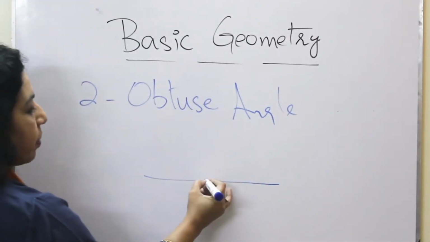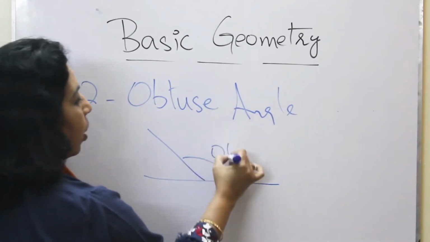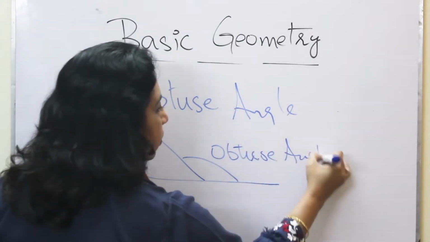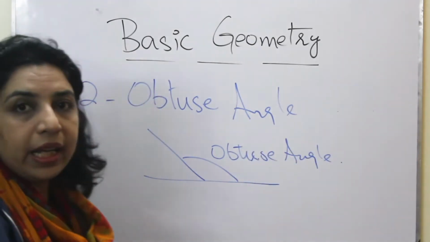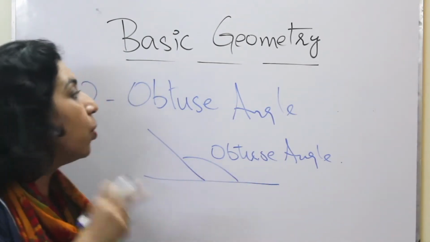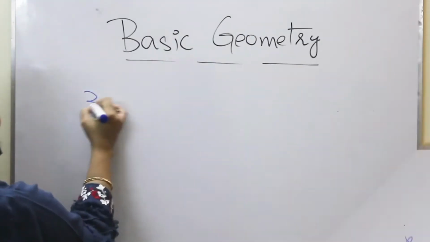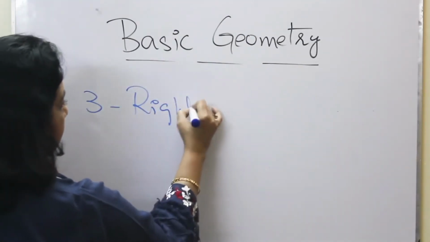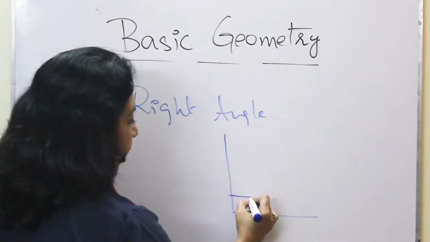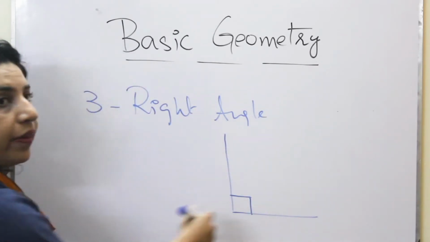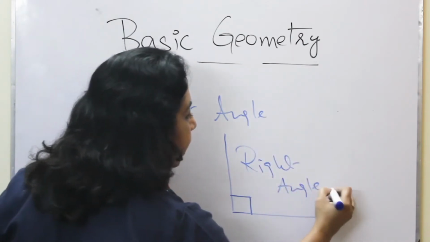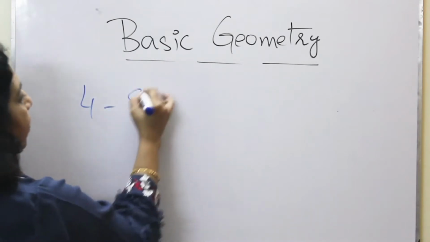An angle which is more than 90 degrees is called an obtuse angle. Acute starts with A, so it is less than 90, and obtuse starts with O. O comes later in the alphabet, so an obtuse angle is more than 90 degrees. The third type of angle is the right angle, an angle which is exactly equal to 90 degrees. When 2 rays meet each other at a right angle, we say an angle is formed which is 90 degrees, and it is a right angle.